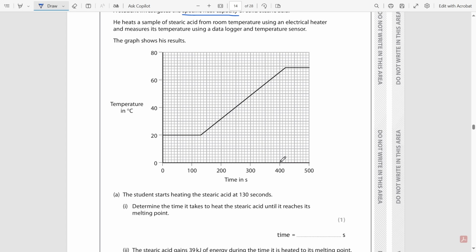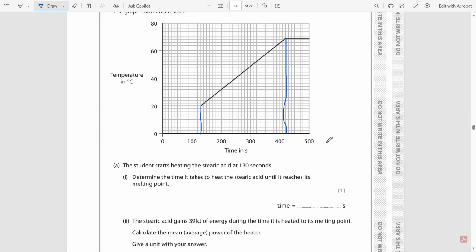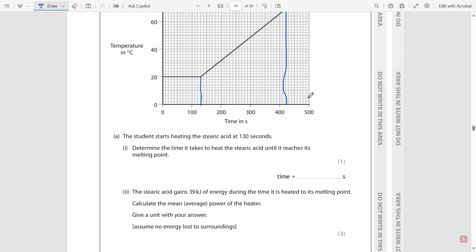Okay, let's see. So we have to measure the time between here and here. Oh, I clearly did not. Sorry, I meant... oh, no, there we go. Okay, here. It's that wiggly line. So that will be 420, minus 130, which is going to equal 290 seconds.